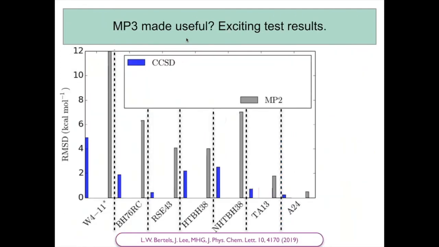And so the next slide is a lot of data condensed into bar graphs, where the y-axis is the root mean square deviation. The x-axis is 7 data sets, and we're beginning with gray bars representing the RMS error for MP2, blue bars for CCSD, and 0 here would be coupled cluster through triples.